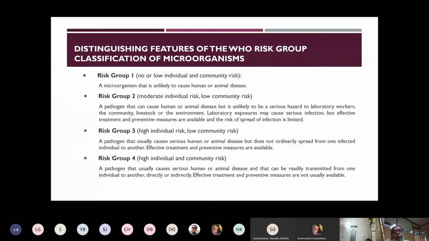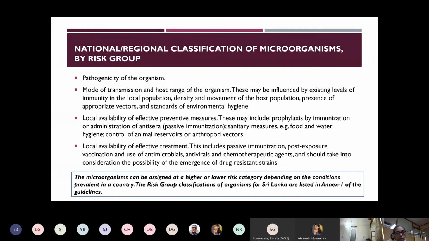And then group 3 is high individual risk, low community risk: a pathogen that usually causes a serious human or animal disease but does not ordinarily spread from one infected individual to another. It cannot spread. And effective treatment and preventive measures are available. And group 4 is high individual and community risk. So this is how the classification is done. But this is the WHO classification.